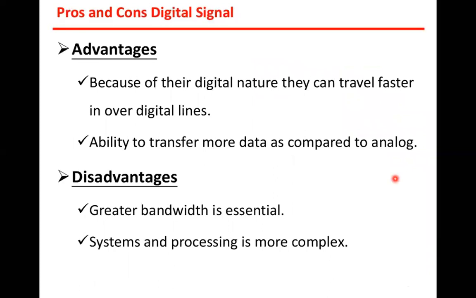What are the advantages and disadvantages of digital signals? Because of their digital nature, they can travel faster in our digital lines, and they have the ability to transfer more data as compared to analog. The drawbacks are that greater bandwidth is essential, and systems and processing are more complex in the case of digital signals.